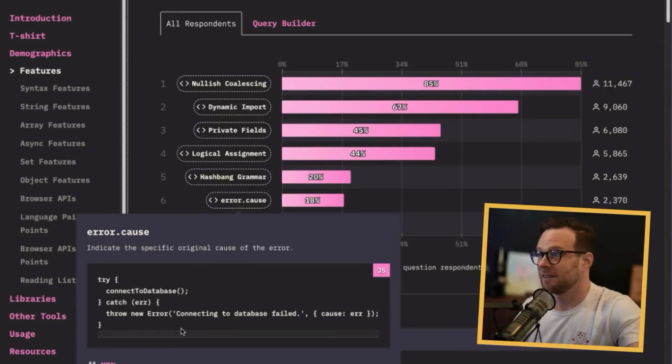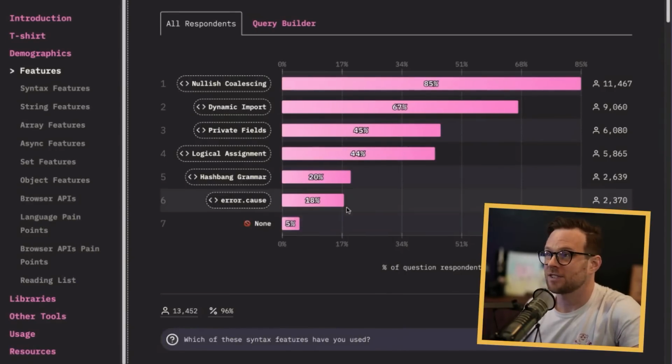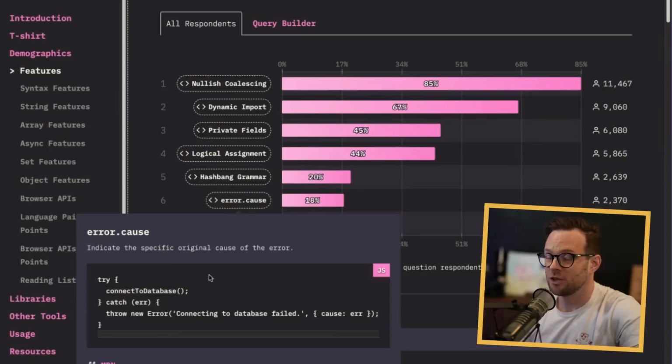Yep. And the next one here, error.cause, which allows you to specify the origin of the cause of the error. And I didn't use this either. I'm interested in this, but I have not used this. Their example is when they're throwing a new error inside of a catch, they're saying that the cause is the initial error. So you are throwing a new error, but you're saying it originates from this other error, which I think is interesting.